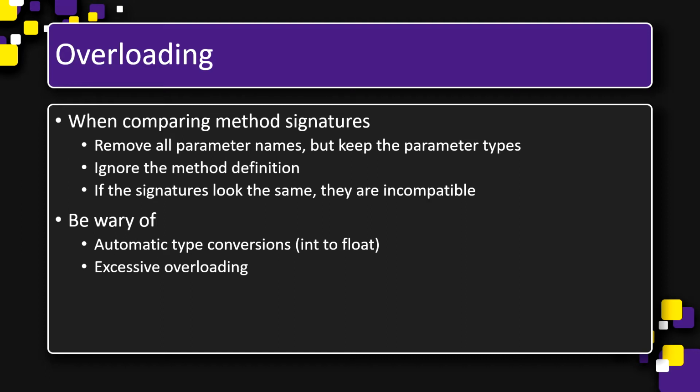Also, you need to be wary of automatic type conversions such as int to float and excessive overloading. It's easy to go overboard thinking you need a bunch of different types of methods, different types of parameter inputs for particular methods when you probably don't in reality. So keep in mind, automatic type conversions do happen. So if you have an int and a float, for example, it's going to try to pick the best one, but sometimes it's going to convert and use the wrong one. So it might convert a float to an int or an int to a float. And you want to make sure that you're paying attention to that.